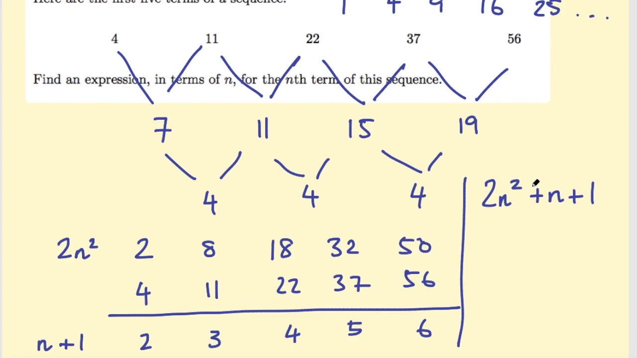And if you check that, if you put the natural numbers into this nth term, you should end up with the original sequence. Put 1 into here, you get 4. Put 2 into this, you get 11. Put 3 into this, you get 22. Put 4 into this, you get 37. Put 5 into this, you get 56. So that's our nth term for this sequence. And that is all I'm going to cover in this video.